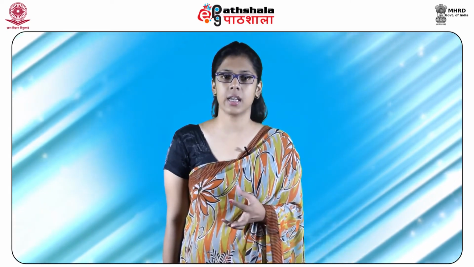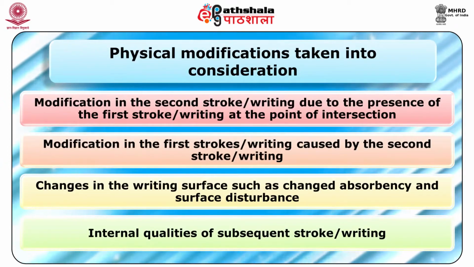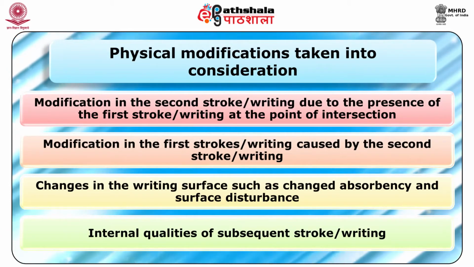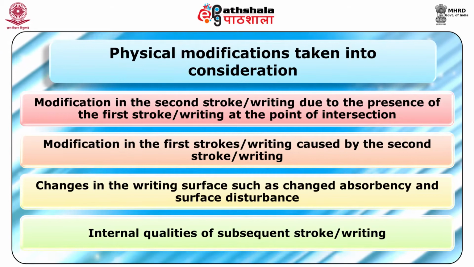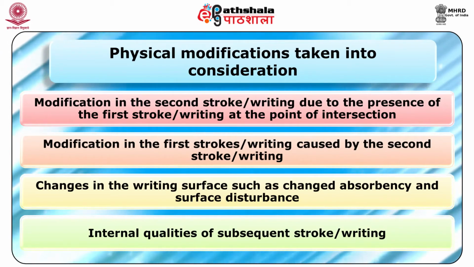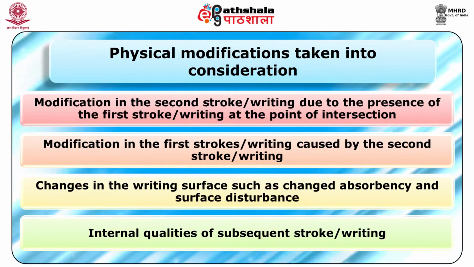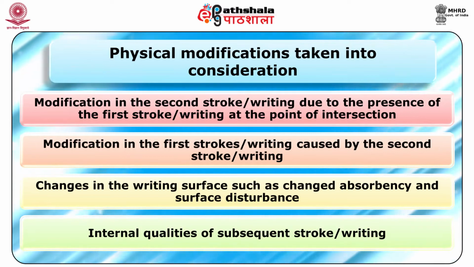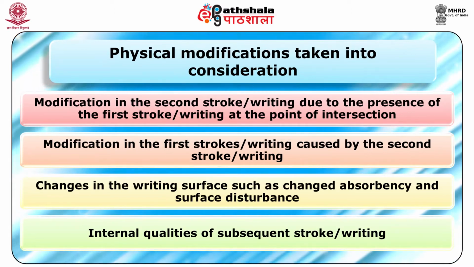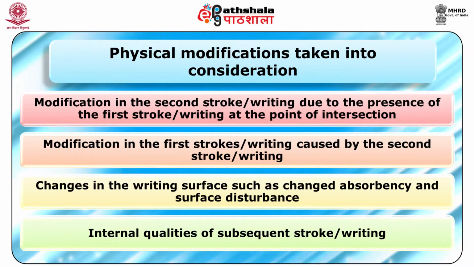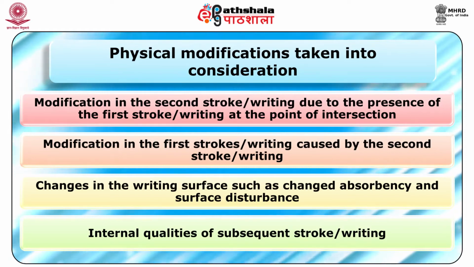For determining the sequence of strokes, the physical modifications may be taken into consideration. First, the modification in the second stroke of writing due to the presence of the first stroke at the point of intersection. Secondly, the modification in the first stroke of writing that may be caused by the second stroke. Third, change in the writing surface, such as change in absorbency and surface disturbance. Fourth, internal qualities of the subsequent stroke or writing.